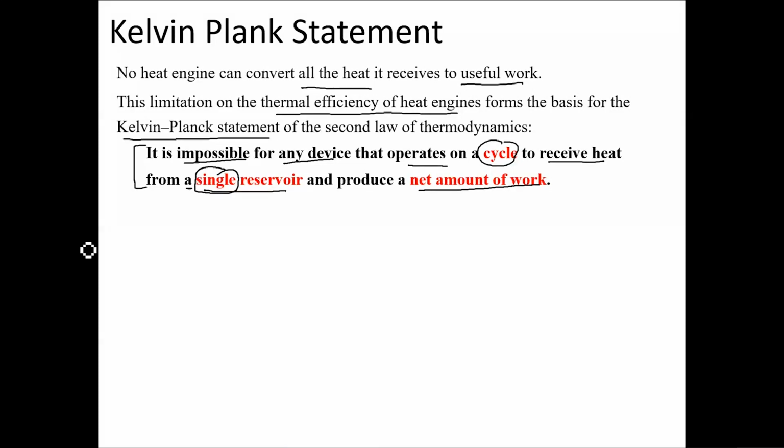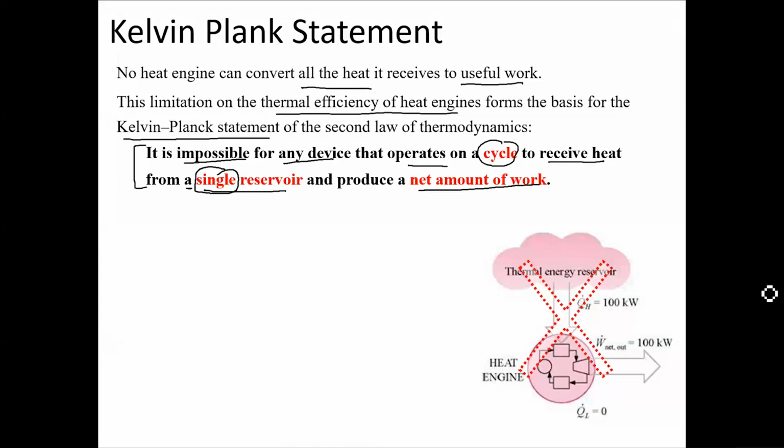You need to have two reservoirs, the high temperature and the low temperature. So if you have a thermal energy reservoir that is giving you energy at Q dot H of 100 kilowatt, and the same would be converted into 100 kilowatt of work. If you don't have QL, QL has to be rejected to a reservoir. If the reservoir is not there, that means QH is coming and it is creating 100 kilowatt of work, which is not possible.